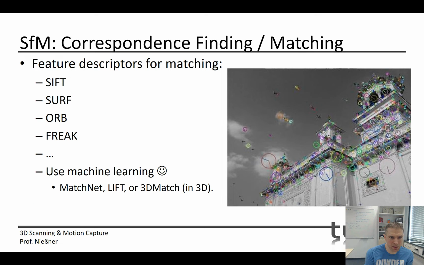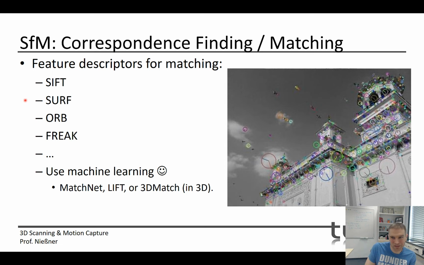So a very common feature is SIFT. SIFT is probably the de facto standard that most people are using. There's SURF, which is an alternative to SIFT. There's ORB, FREAK, and many, many more. So if you're looking up feature descriptors for 2D images, you will find probably thousands of papers. It's a very, very crowded area. SIFT, as I said, is probably kind of this gold standard of feature matching.